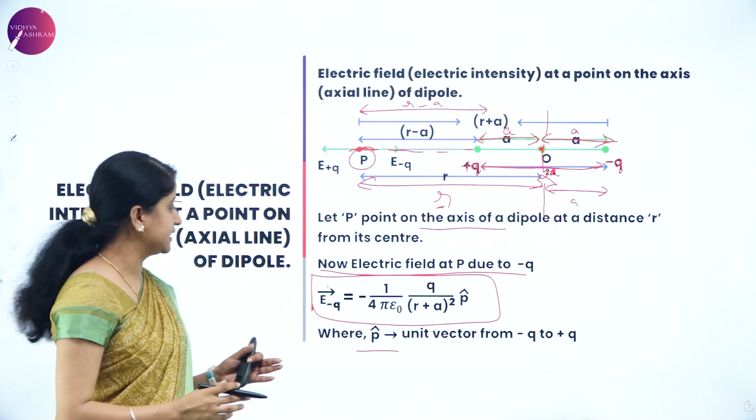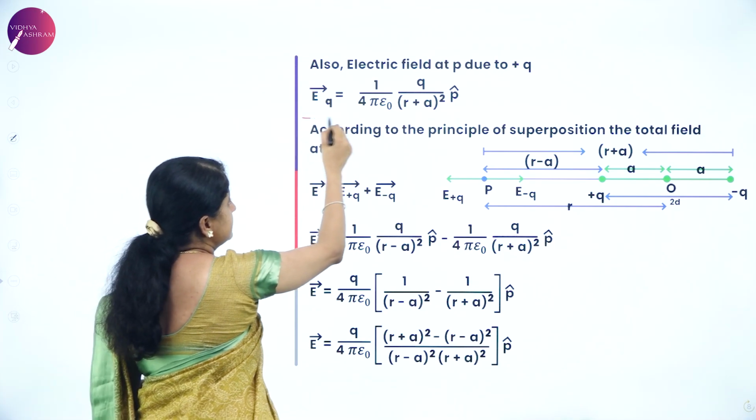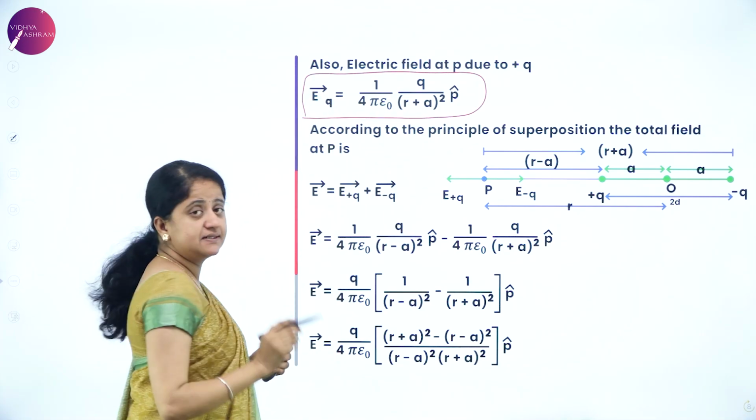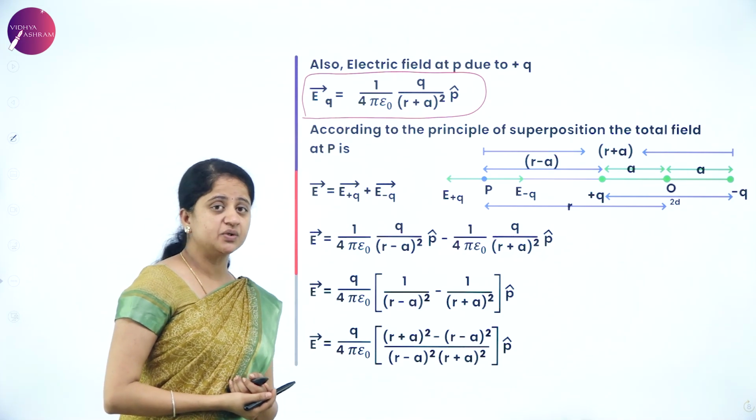So let us now write the expression for the electric field at P due to plus Q. It is given by E is equal to 1 by 4 pi epsilon naught. Since it is plus Q, I have not taken any negative sign. Q divided by R minus A, the whole square into P cap.